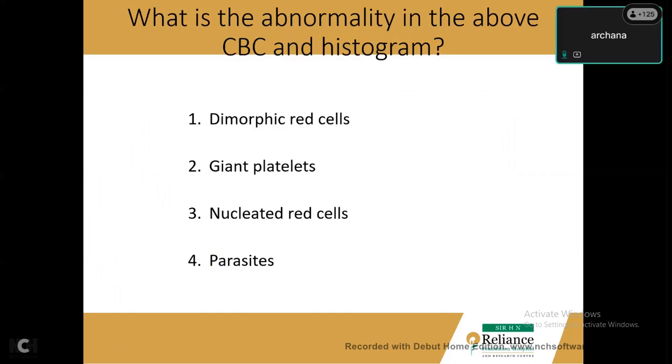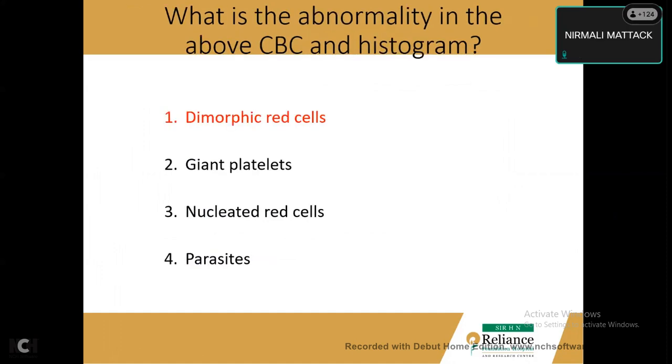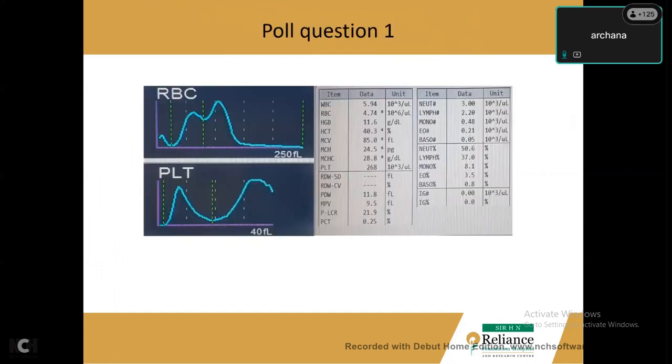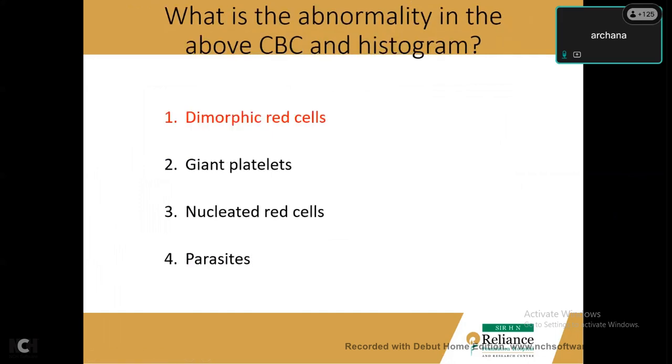So I think largely everybody has answered 1, dimorphic red cells, and you are quite right in that. I agree with all of you. These are not giant platelets, because if you see the platelet histogram, it is pretty much normal. Both the lower and upper discriminator are largely touching the baseline. The platelet count is normal and the MPV is also normal. So hence, I would not think that these are giant platelets.